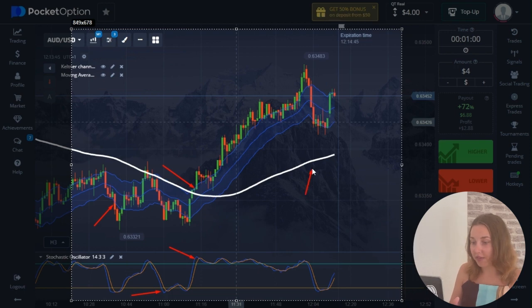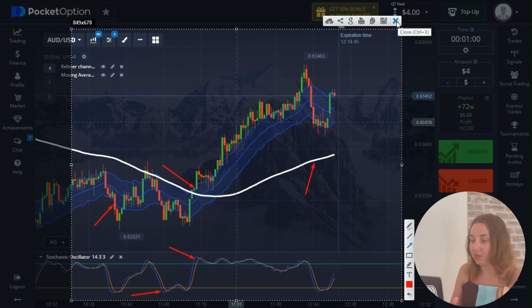The moving average built on 100 periods will help us determine the direction of the medium-term trend. We're watching the trend with its help.